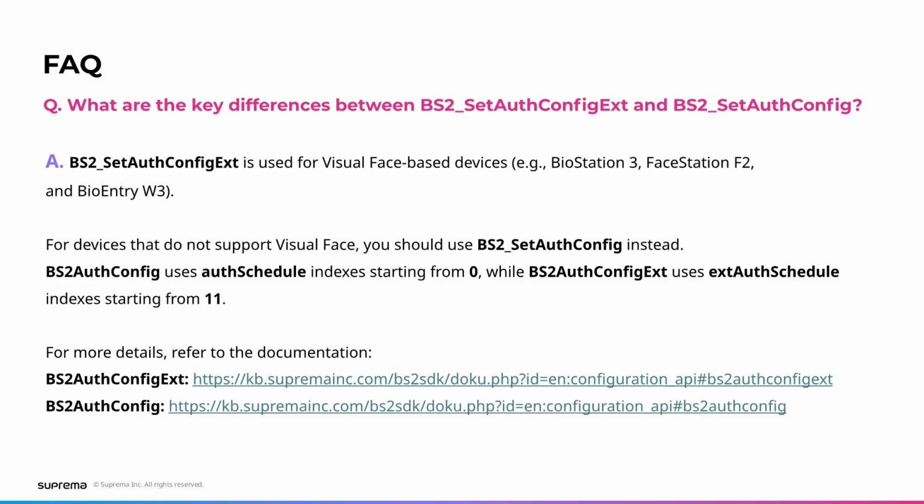Another key difference is the structure layout. In BS2 authconfig, the auth schedule array starts at index 0. But in BS2 authconfig EXT, the authentication schedules start at index 11. Because of this, the mapping values inside the auth schedule array are different, so it's important to use the correct structure based on your device model.